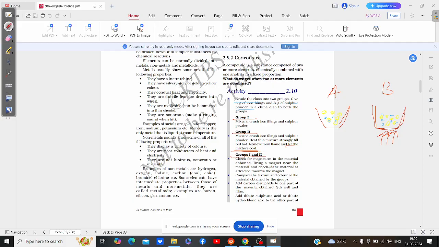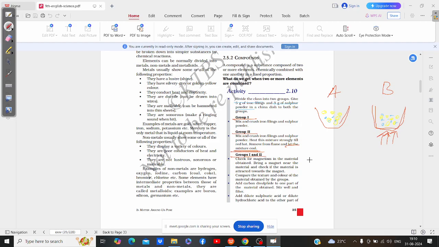Group 1 and 2. Check the magnetism in the material obtained. Bring a magnet near the material and check if the material is attracted towards the magnet.